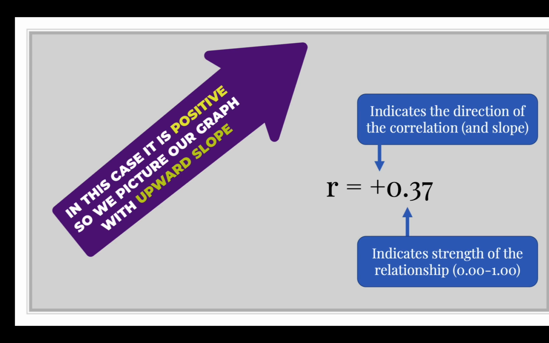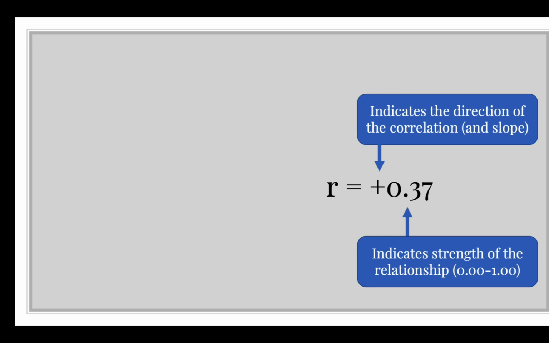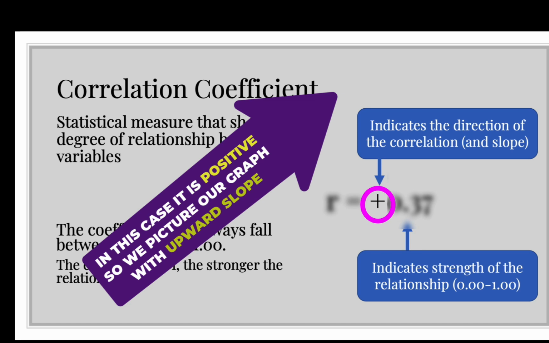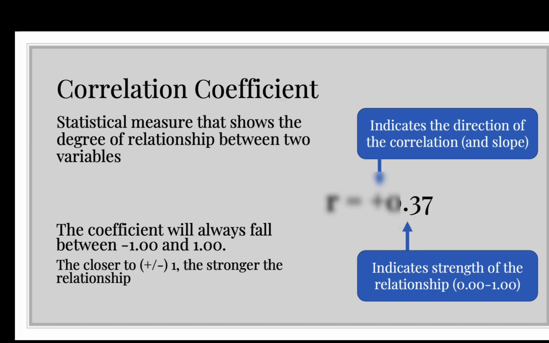Okay, so here we have R equals positive 0.37. I want you to cover up one thing at a time. If you put your hand over that 0.37, what do you have left? A positive sign. That just tells you the direction. When you just cover the positive, you have a 0.37. Right?